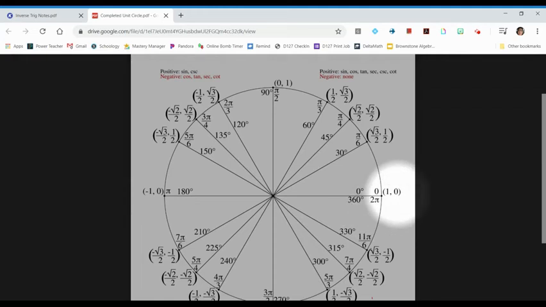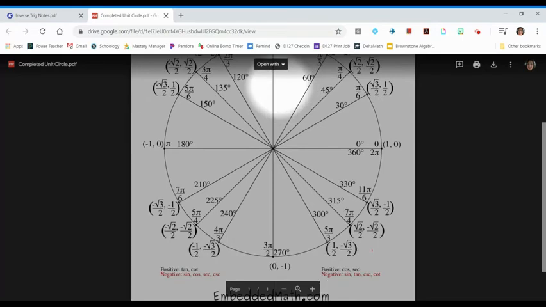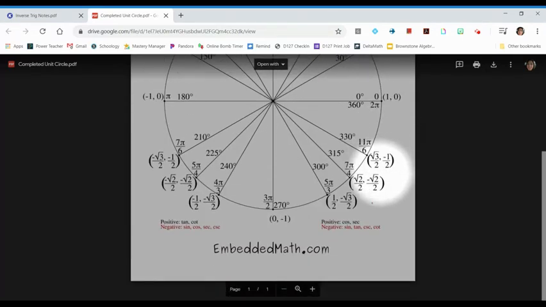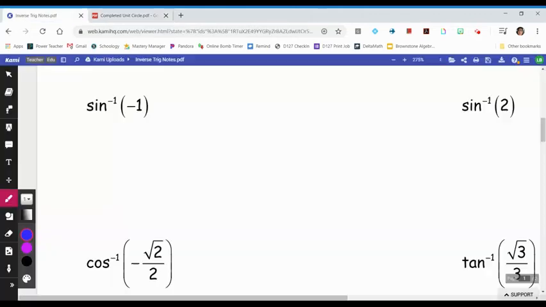At 0, since we're talking about sine, we're looking at the y value. So sine at 0 is 0. That's not going to work. I'm going up here to sine at pi over 2. The sine value is positive 1, so that's not going to work either. We actually have to go down here to 3 pi over 2 to get that sine of negative 1. But remember, we have to go backwards towards 3 pi over 2. So sine inverse of negative 1 is negative pi over 2.